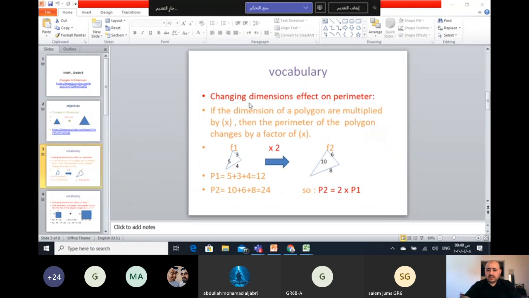The first one: changing dimensions, effect on perimeter. If the dimensions of a polygon are multiplied by x, then the perimeter of the polygon changes by a factor of x.